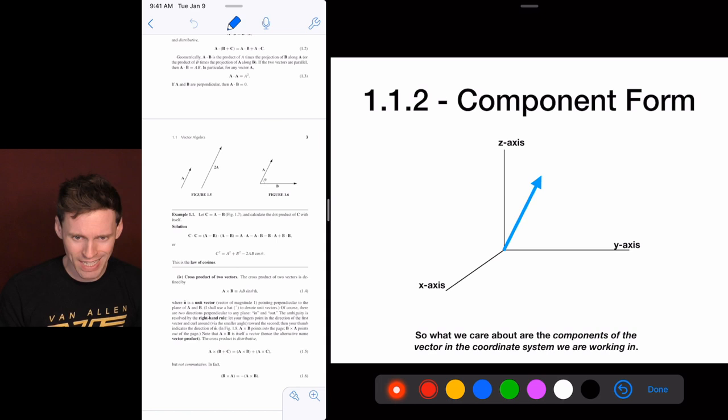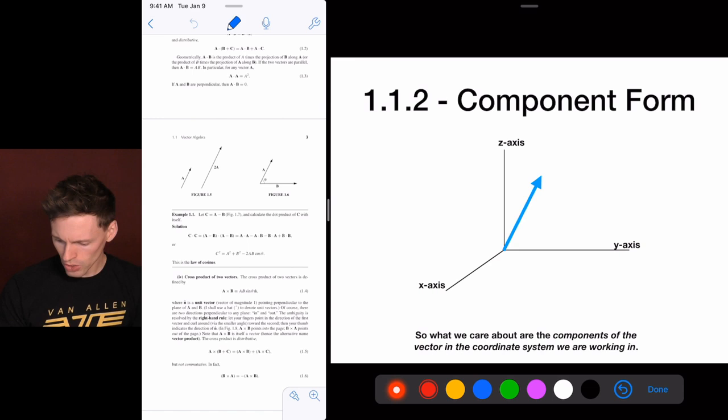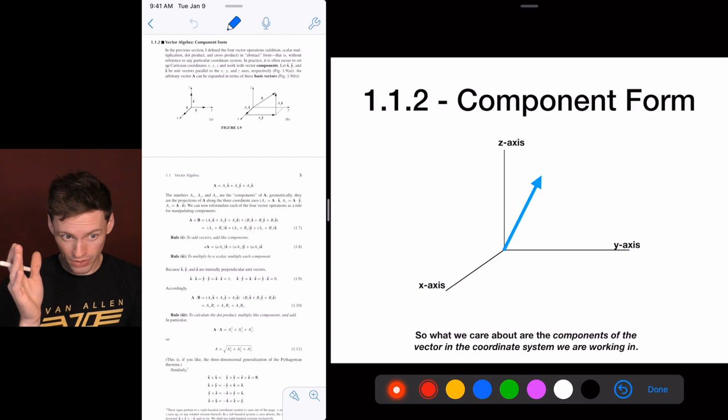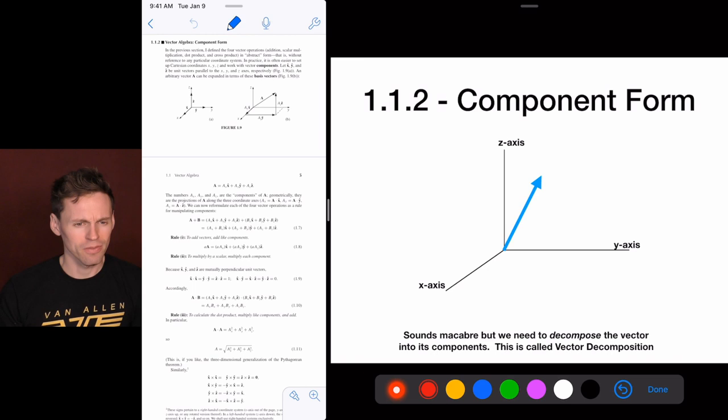The vector didn't get longer or shorter, but the amount that it was in the x direction might have changed, and the y direction changed, and the z direction changed. So what we care about then are the components of the vector in the coordinate system we're in. So we have a vector, which is a real thing, and then we have a coordinate system, which is, you know, whatever we want it to be. So we have to define the vector in terms of the coordinate system that we create. It sounds a little bit weird, but we have to decompose the vector.